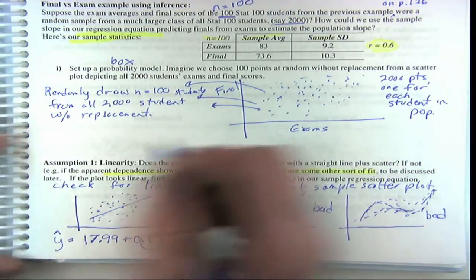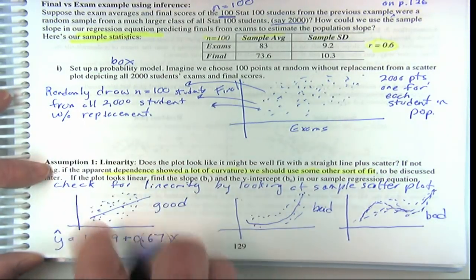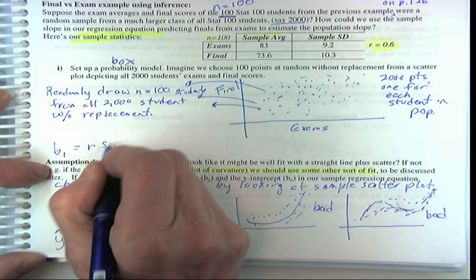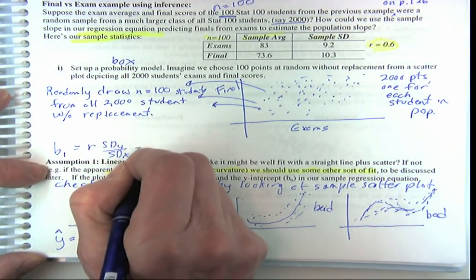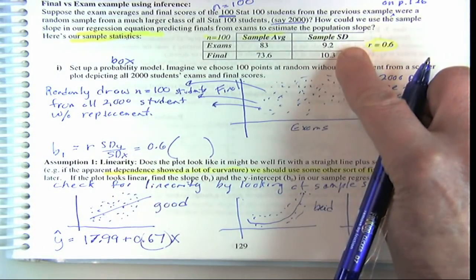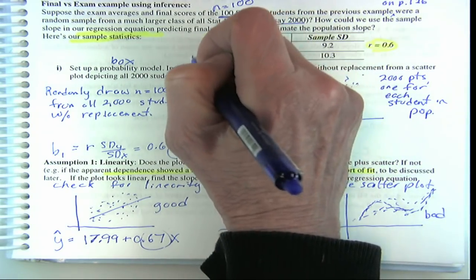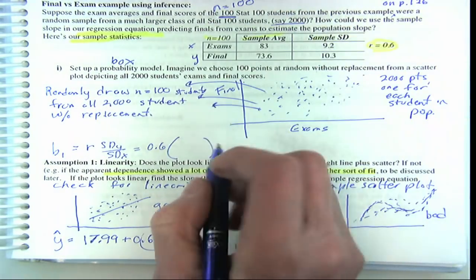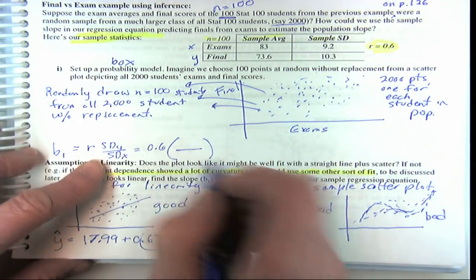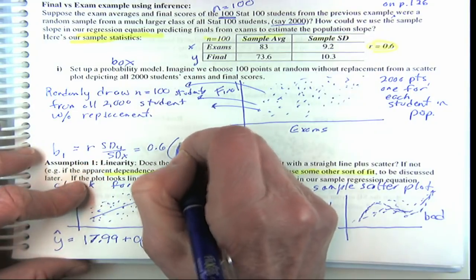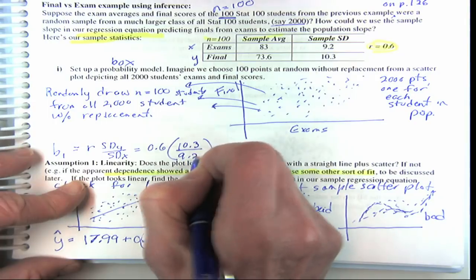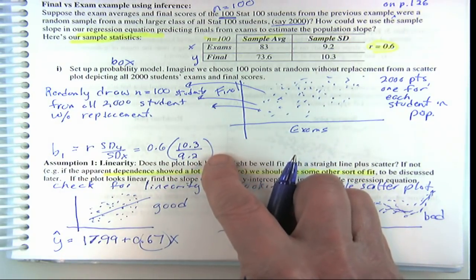We got this by taking these statistics. How do we get this? Just to remind you, for this slope, beta 1, we said r times the standard deviation of y over the standard deviation of x. So in this case, it was 0.6 times the ratio of these two standard deviations. Since we were predicting finals from x, it's y over x, rise over run. So we have 10.3 over 9.2. And these are final points over exam points.